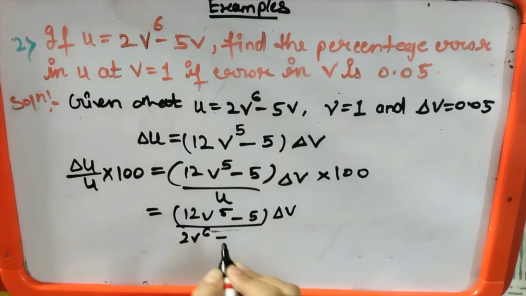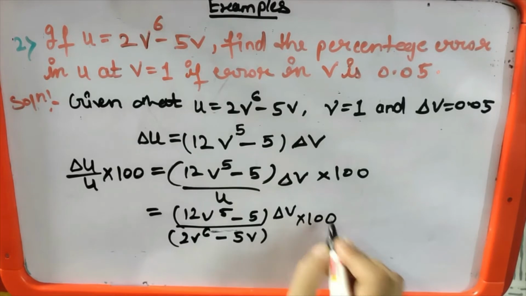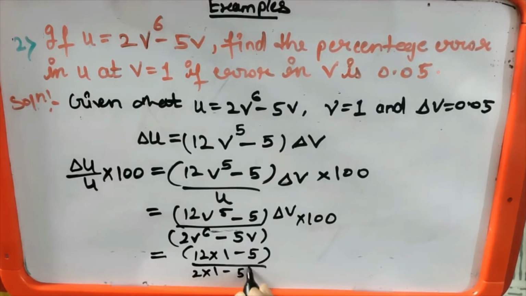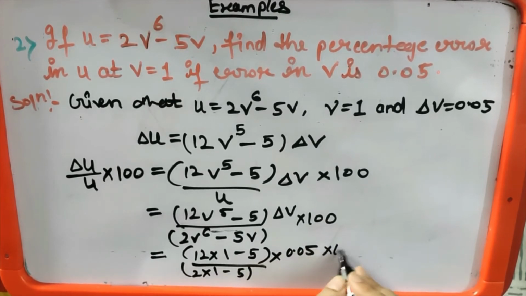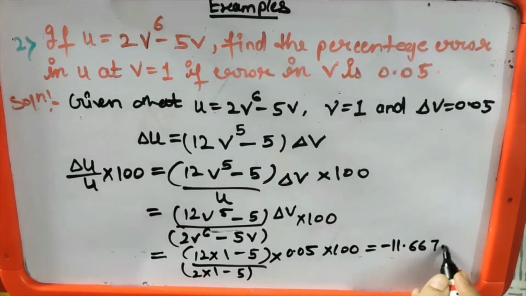V to the power 6 minus 5v into 100. Now you know the value of v and delta v. Substitute here, 12 into 1 minus 5 upon 2 into 1 minus 5 into 0.05 multiplied by 100. Then it will become minus 11.667%. This is our final answer.